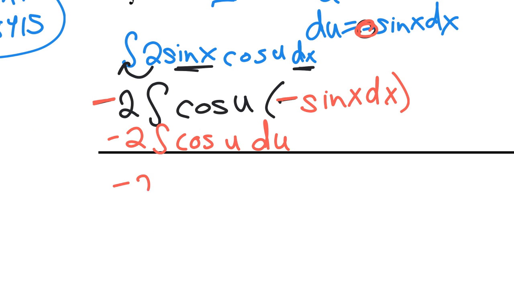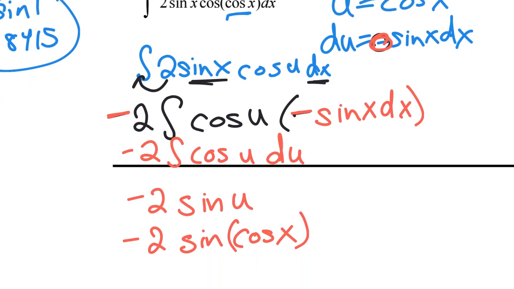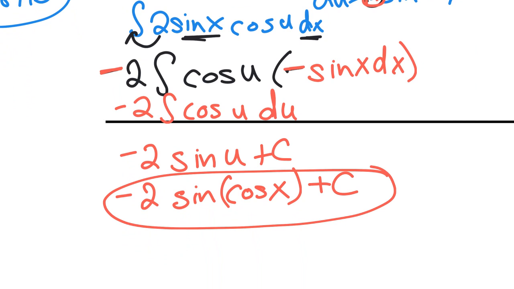The integral of cosine is sine, so sine of u, plug back in the cosine. And let's see, was this indefinite or nope? So we need the plus c. And that is my answer.